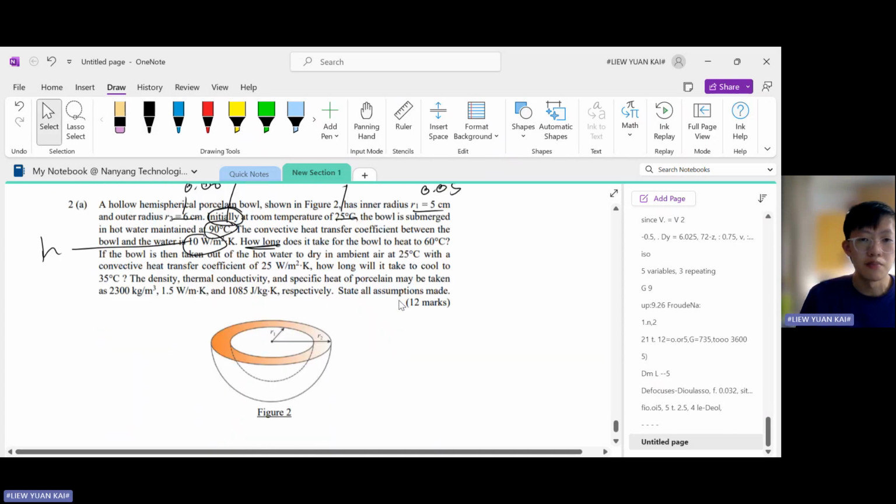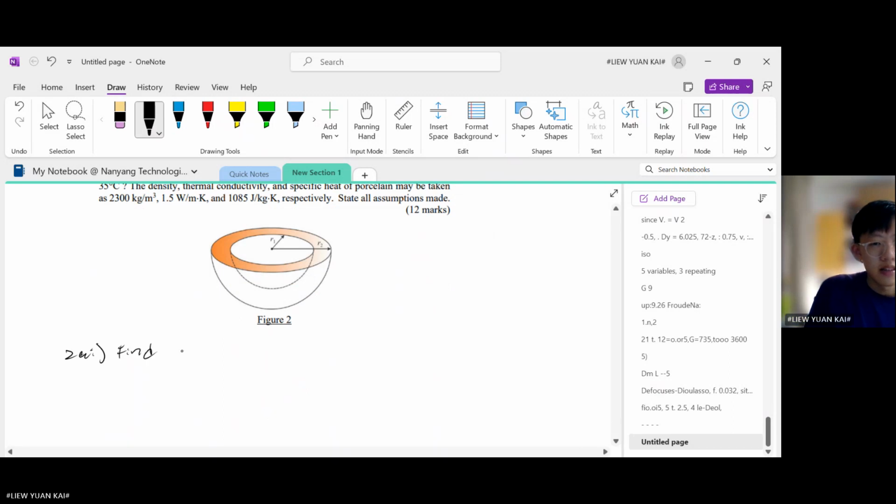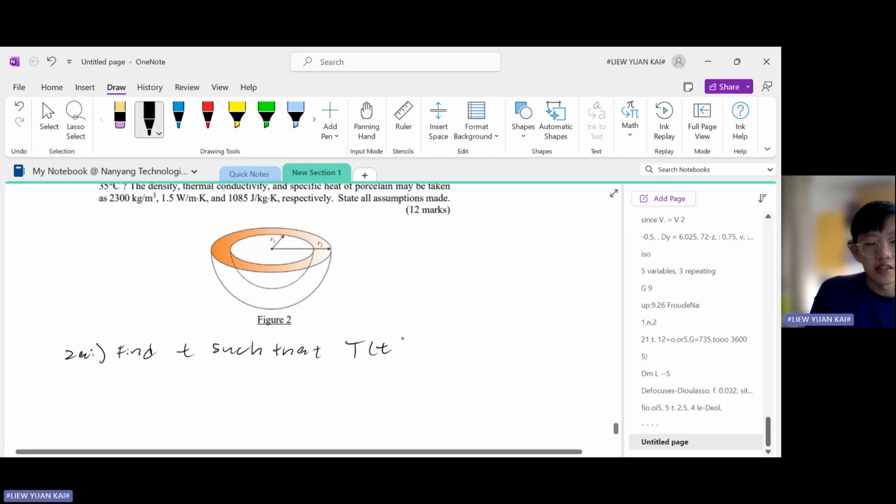Let's take this as the first part of question 2a. So part 1 is asking: find the time t such that the temperature at t is equal to 60 degrees Celsius. So they're asking for this.